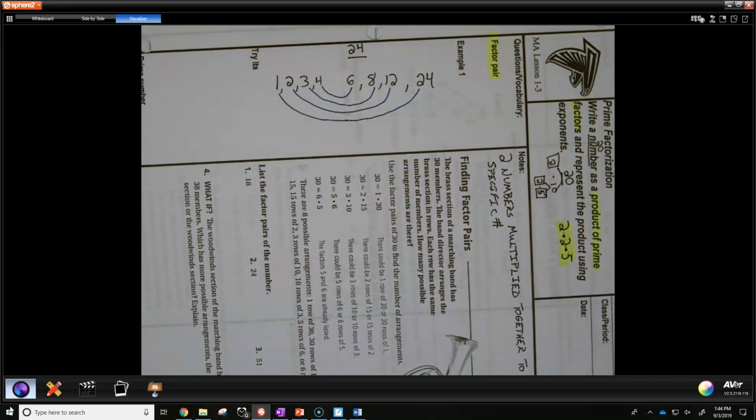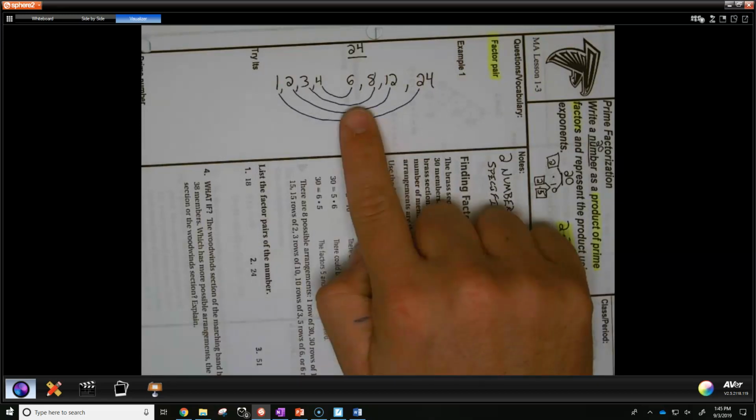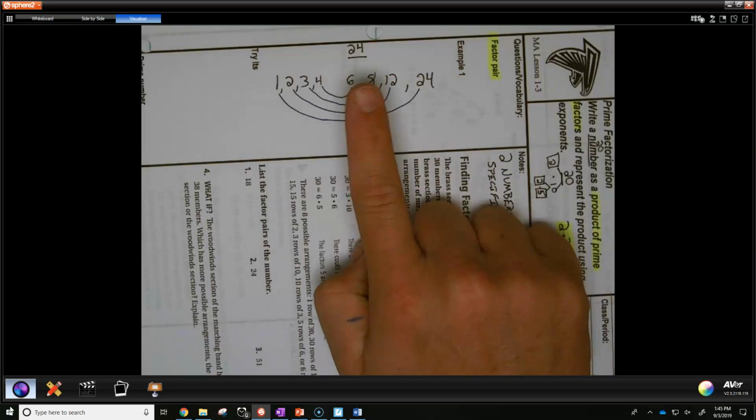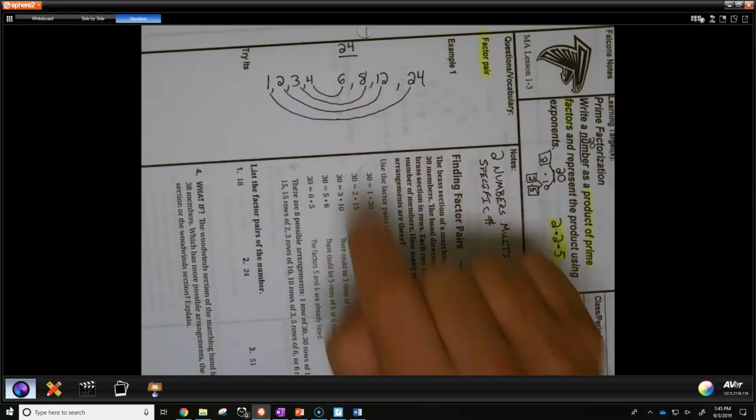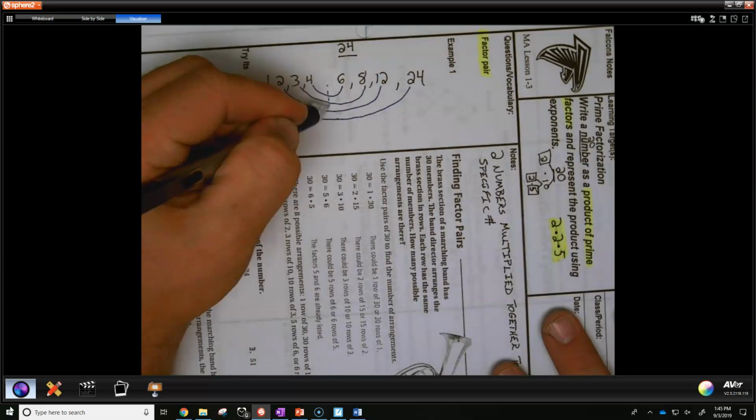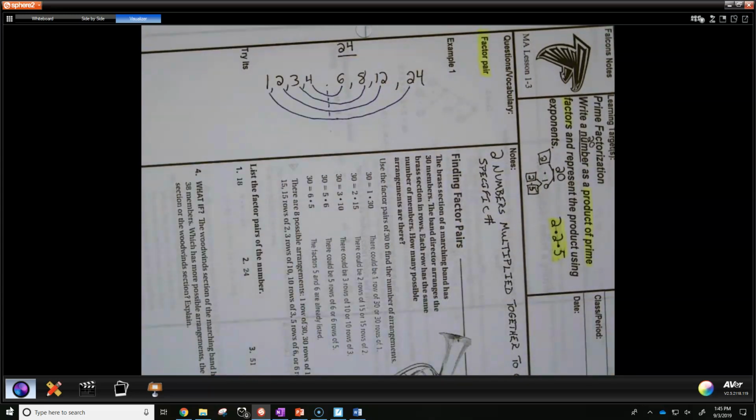After the number 4 comes the number 5. Okay, so 24 divided by 5 is 4.8. Can I use that? No, we're looking at whole numbers only. So 5 I don't write down. It's not part of a factor pair. After the number 5 comes the number 6, but I already have that. So once I get to a number I already have, or its factor pair is bigger than what I started with, I just say halfway, I'm done.